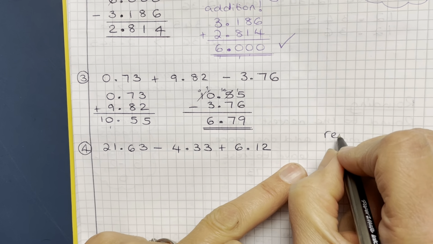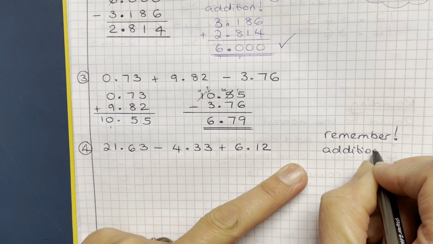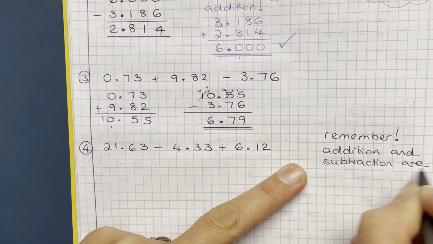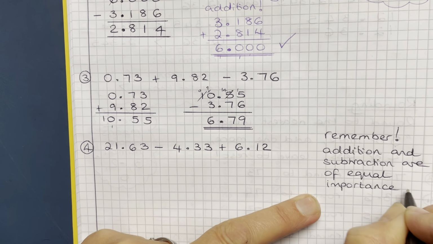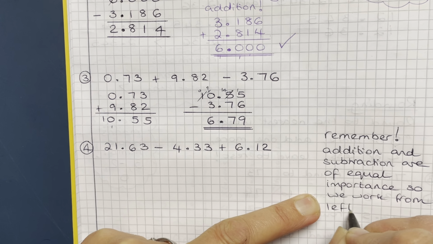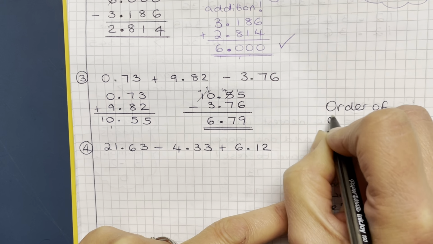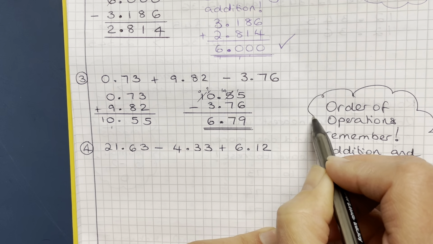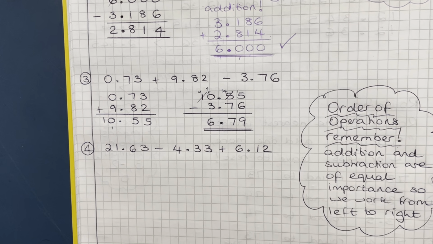So we need to remember addition and subtraction are of equal importance. So we work from left to right. So this is your order of operations. Remember, addition and subtraction are of equal importance. So we work from left to right.